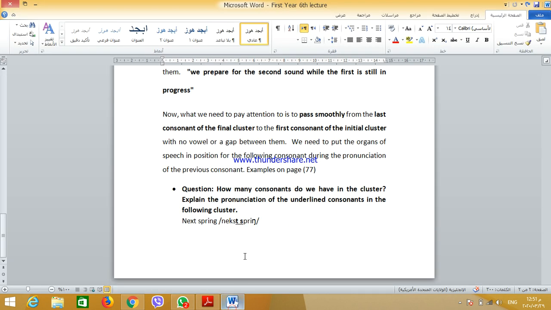Okay? Now we have a question for you to think of. How many consonants do we have in the cluster in this word? Explain the pronunciation of the underlined consonants in the following cluster. That is the s, the t, and the s of the next word. Think of this cluster. Give me your answers. Post them in the Google Classroom.